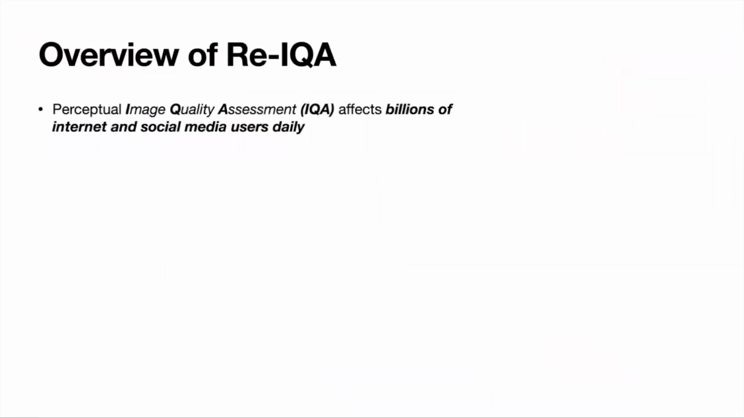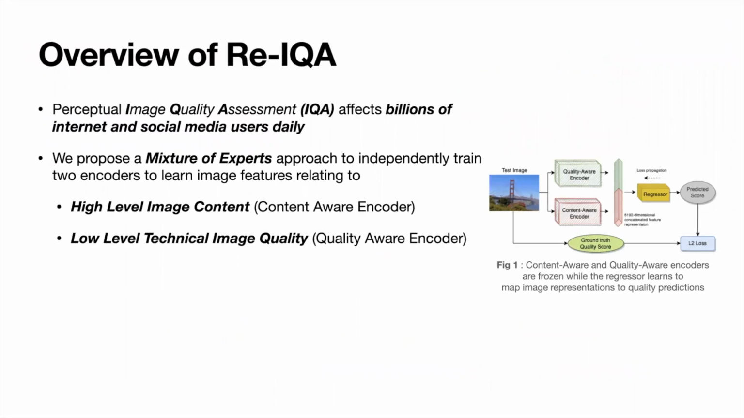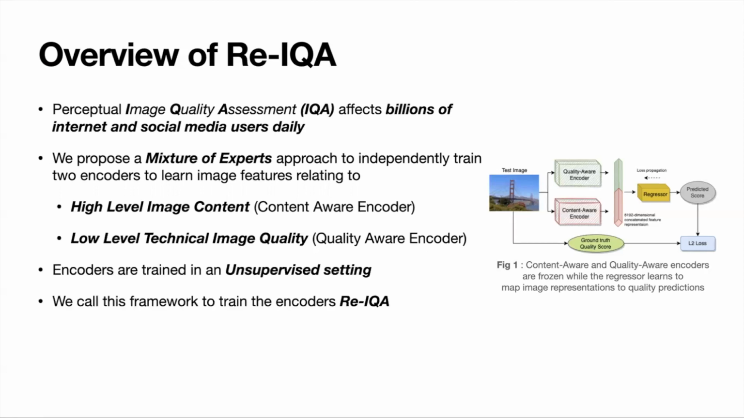Image quality assessment is a challenging problem that impacts billions of internet and social media users daily. To advance research in this field, we propose a mixture of experts approach to train two separate encoders to learn high-level image content and low-level technical image quality features independently in an unsupervised setting. The novelty of our approach is its ability to generate low-level representations of image quality that are complementary to high-level features representing image content. We call this framework to train the two encoders Re-IQA.